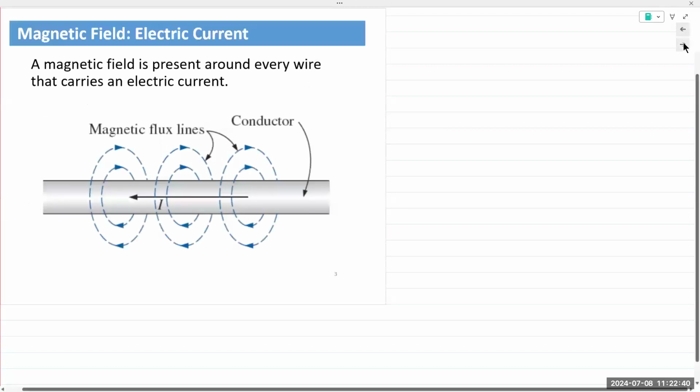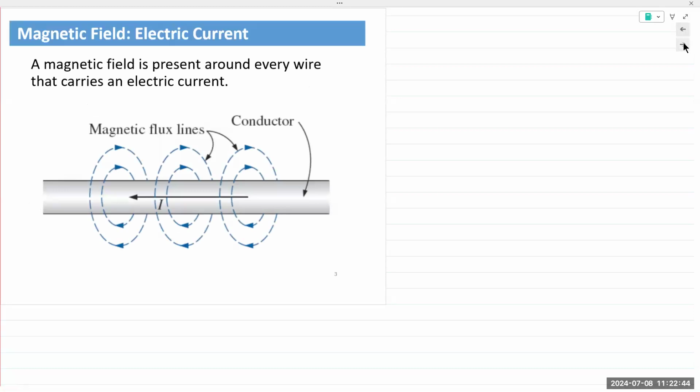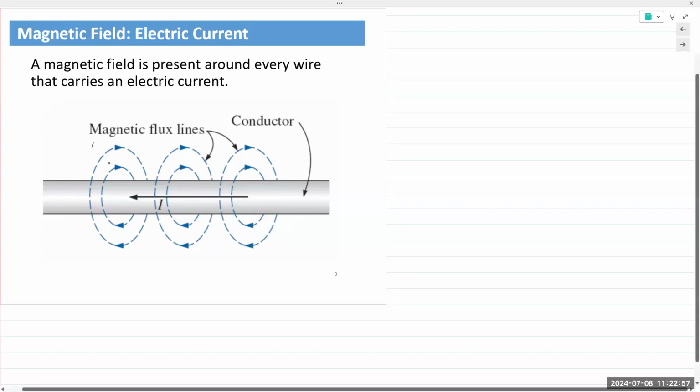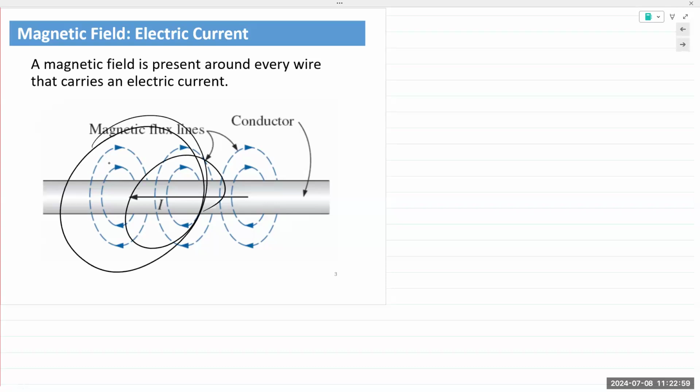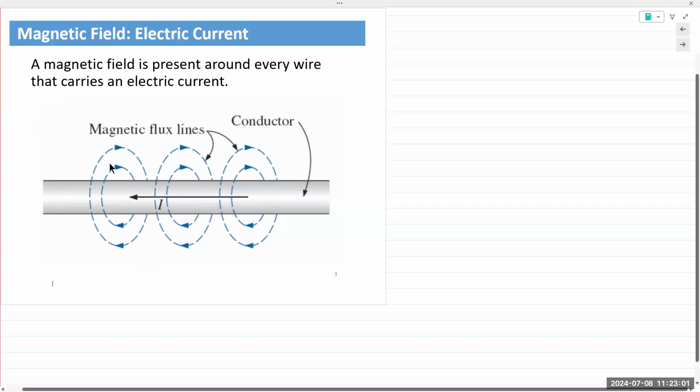Now, a magnetic field occurs in every electrical conductor that carries an electric current. You take any piece of wire and send an electric current through it, it will have a surrounding magnetic field. And that magnetic field will have flux lines. These flux lines can be noted by the right-hand rule.